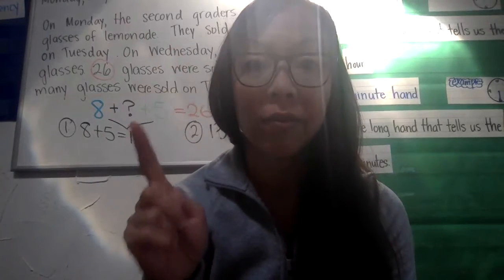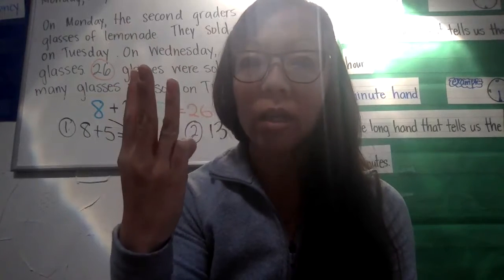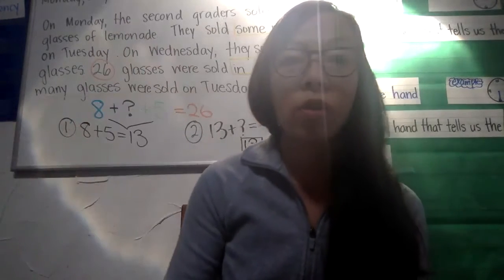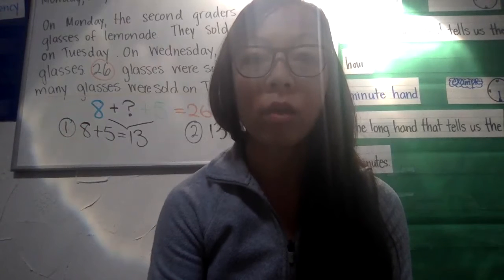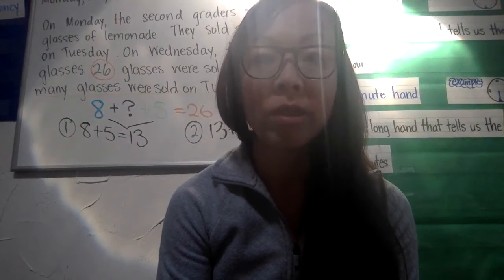We have to read it carefully. We're going to highlight our keywords and numbers. We're going to make an equation, and then we have to solve. Sometimes there's going to be more than one step to be able to solve the equation. So we want to make sure we take time to think about what the problem's telling us.